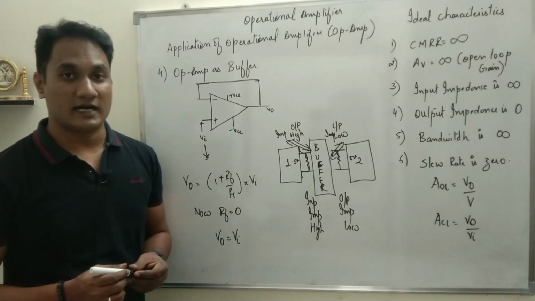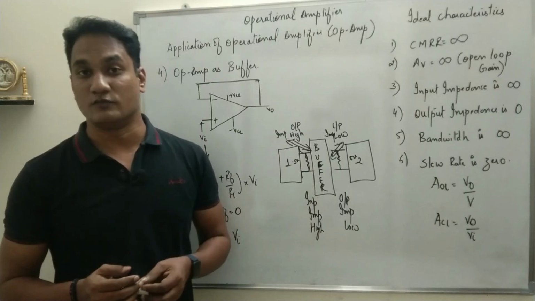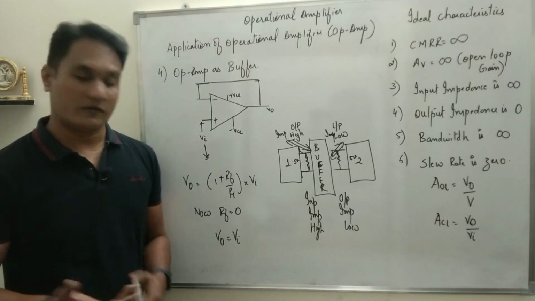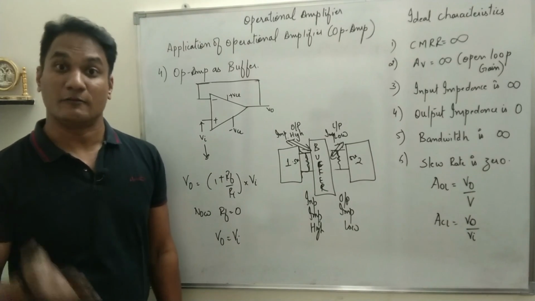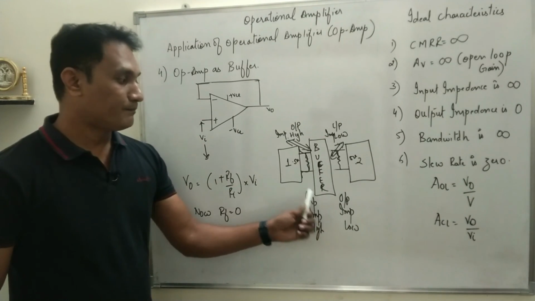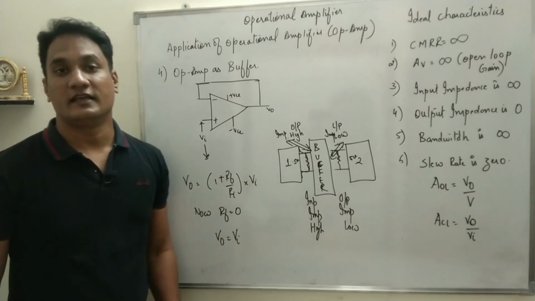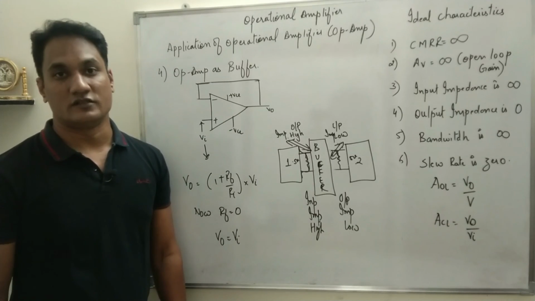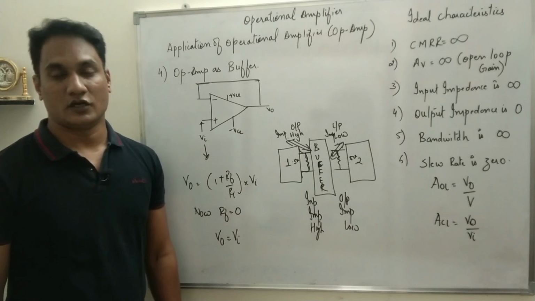This question can be asked as a viva question if that particular experience comes to you. This is a very typical question: what is the use of a buffer if input voltage is equal to output voltage? There is no need to design such a circuit, but when such a situation arrives, the buffer is used for impedance matching. So this is the application of op amp as buffer. I hope you have understood.